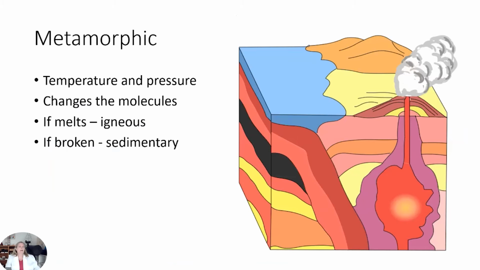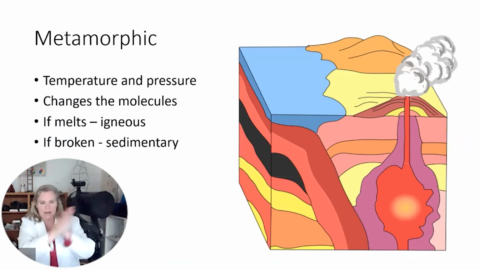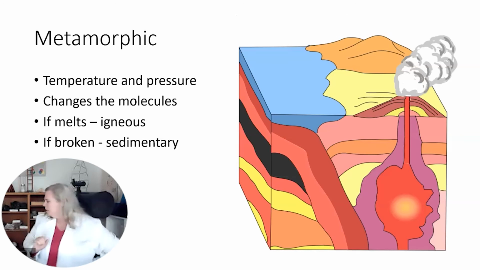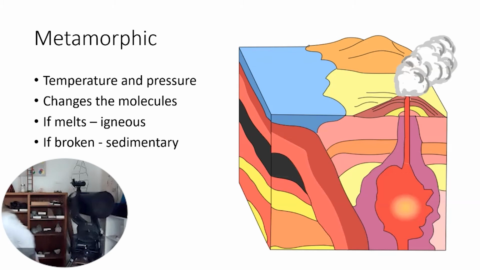All right, for our metamorphic rocks, again, that area where sometimes the rocks are remelting and sometimes they're just breaking apart. So temperature and pressure play a role in creating these rocks. And it actually changes the way that the molecules line up. So again, sometimes if they remelt again, they become another kind of igneous rock. If they're broken, again, sedimentary. Let me show you an example.